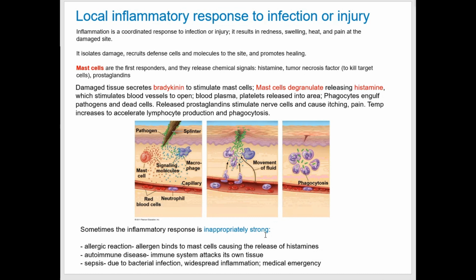Autoimmune disease is another problem where your immune system cells attack their own tissue, so they start to break it down. An example would be rheumatoid arthritis. So this is where your joints are going to be compromised. Sepsis, or septic shock, happens because of bacterial infections, and that would be also a very widespread inflammation. It's a medical emergency. Because of the toxins that are released by bacteria, you've got degranulation of cells and the blood pressure drops significantly, and that becomes a life-threatening situation.